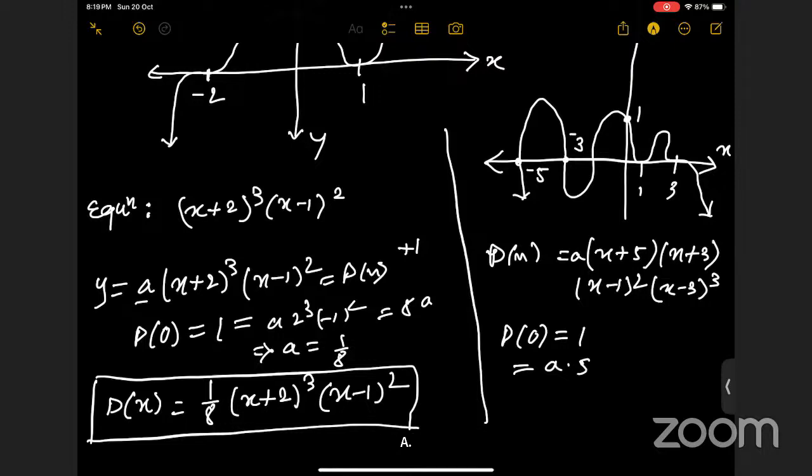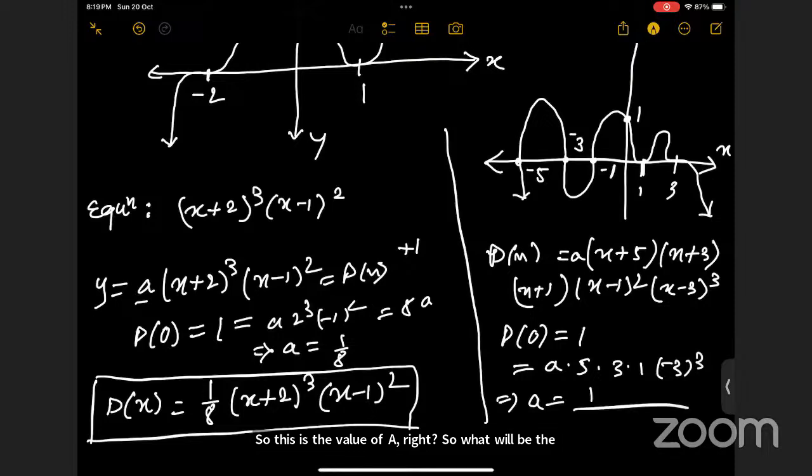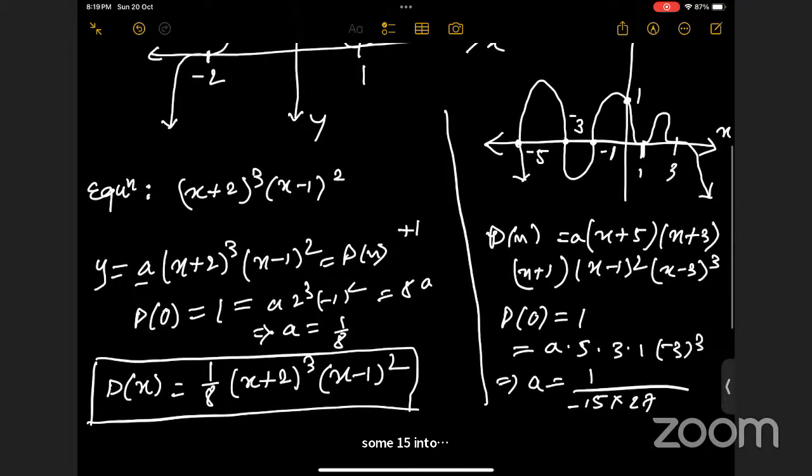Excuse me, ma'am, there are also 5 intercepts, because after minus 3 there is also one more intersection point with x. Yeah, sorry, I missed it. So that is also x minus 5, plus 1. Okay. So this is the value of a, right? So what will be the value of a then? a will be some 15 into 27, right? This is the value of a.